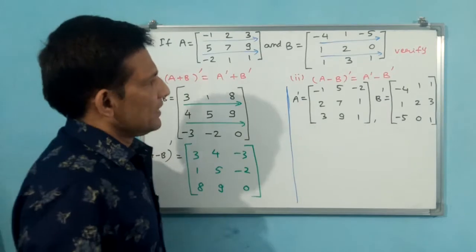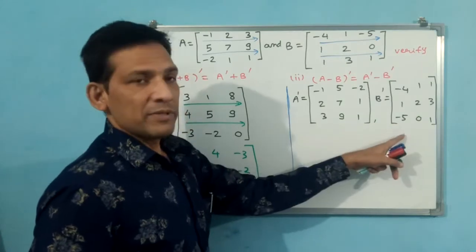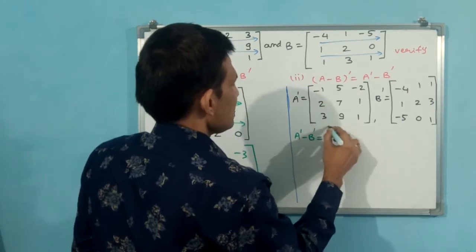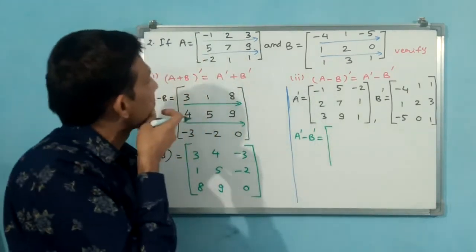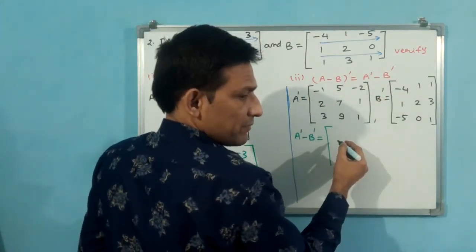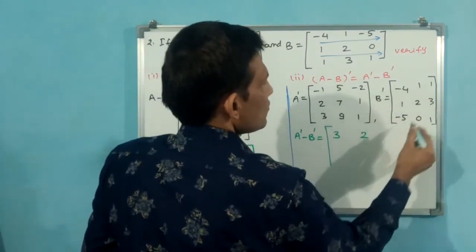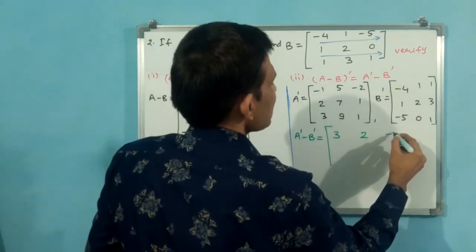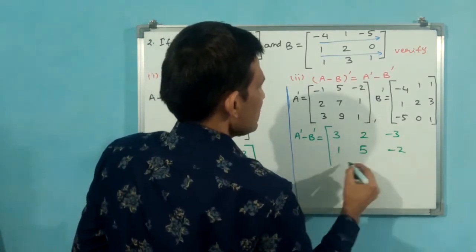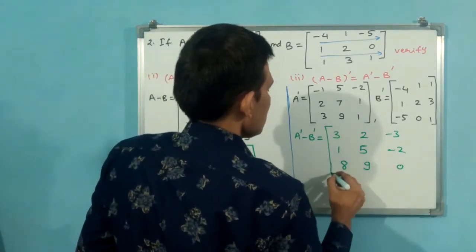Let us do RHS. RHS, what they have written, you see, A transpose minus B transpose. This is A transpose, this is B transpose. Let us do subtraction, difference. A transpose minus B transpose is equal to, okay. Now also you see minus 1, minus of minus 4, plus 4. Minus 1 plus 4, 3. 5 minus 1 is 2. Minus 2, minus 1 is minus 3. 2 minus 1 is 1. 7 minus 2 is 5. 1 minus 3 is minus 2. 3 minus of minus 5 is 8. 9 minus 0 is 9. 1 minus 1 is 0. Okay?